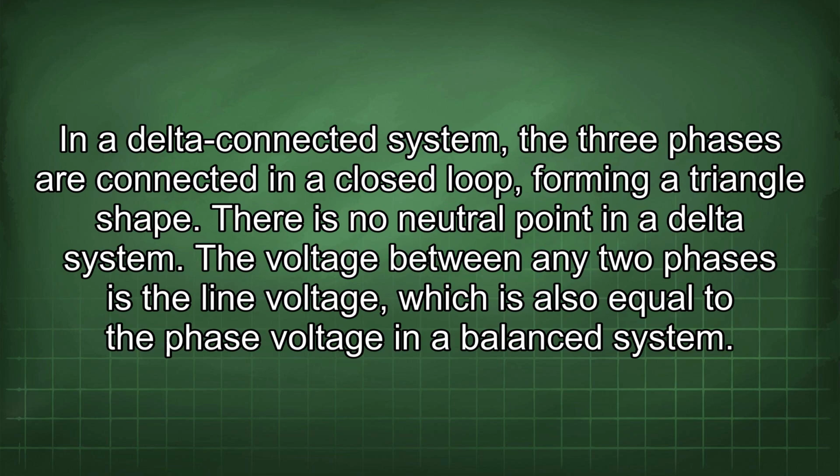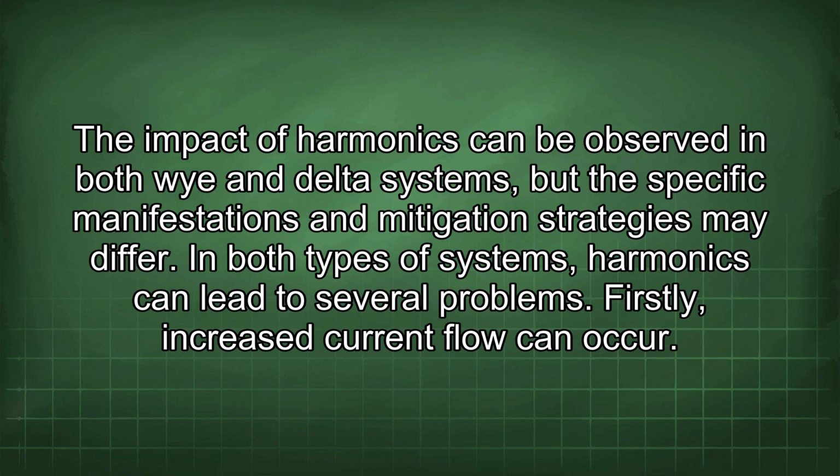In a delta-connected system, the three phases are connected in a closed loop, forming a triangle shape. There is no neutral point in a delta system. The voltage between any two phases is the line voltage, which is also equal to the phase voltage in a balanced system. The impact of harmonics can be observed in both Y and delta systems, but the specific manifestations and mitigation strategies may differ. In both types of systems, harmonics can lead to several problems.